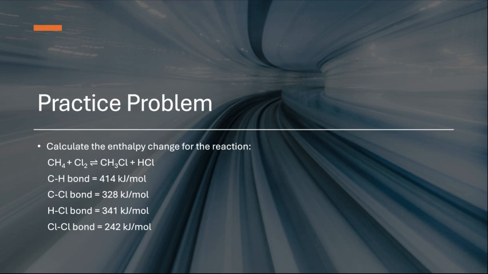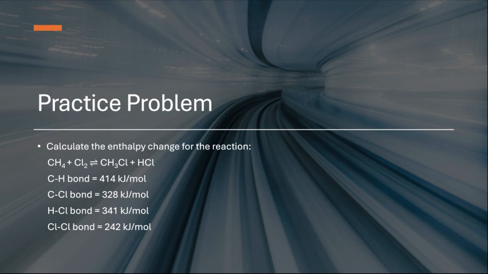The bond enthalpies are given as: the C-H bond is 414 kilojoules per mole, the C-Cl bond is 328 kilojoules per mole, the H-Cl bond is 341 kilojoules per mole, and the Cl-Cl bond is 242 kilojoules per mole. We can use this to find the enthalpy change of the reaction, the delta H.